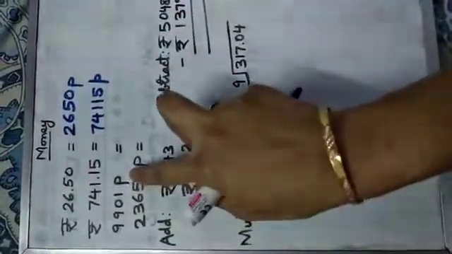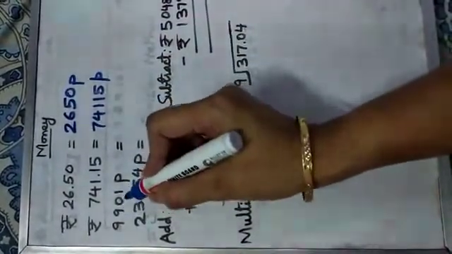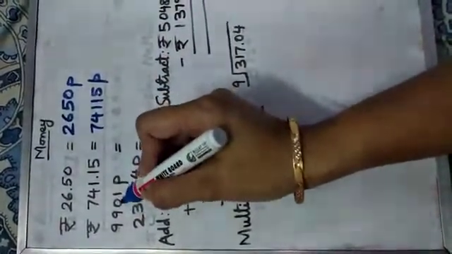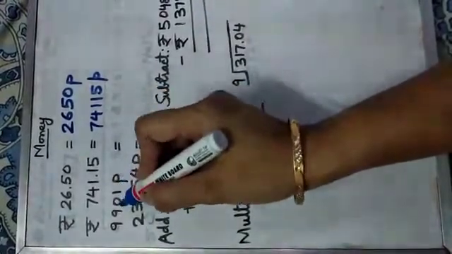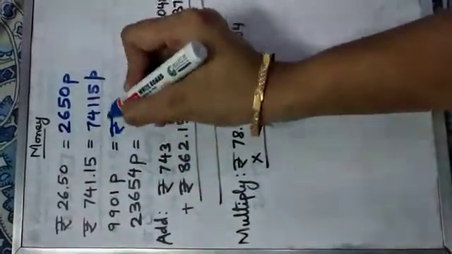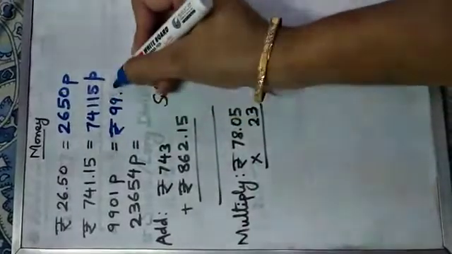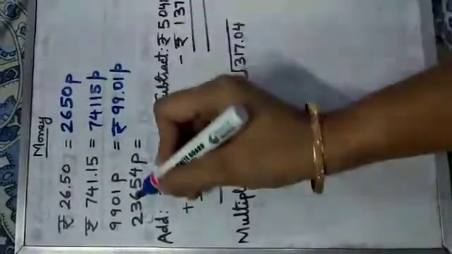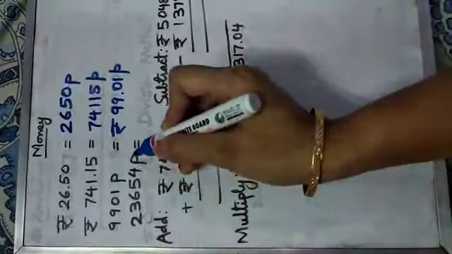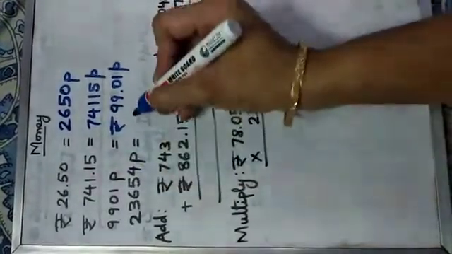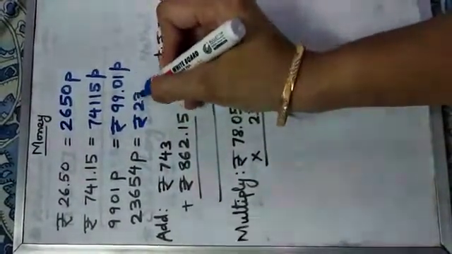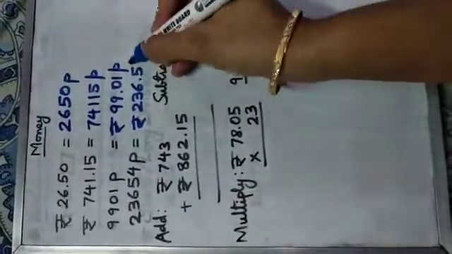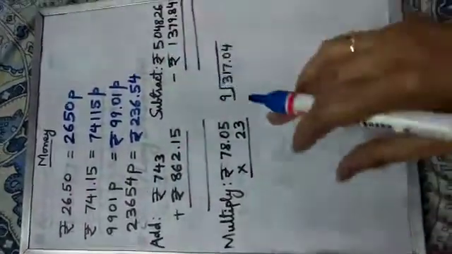So remove the decimal and the number will be in your paise. But if paise is given to you, you have to convert it into rupees. You have to divide the paise by 100, or you have to put the decimal from the right hand side after 2 digits. So the amount will be 99 rupees 01 paise. Here you will place the decimal from the right hand side after 2 digits. So it will be rupees 236.54. 54 is paise.